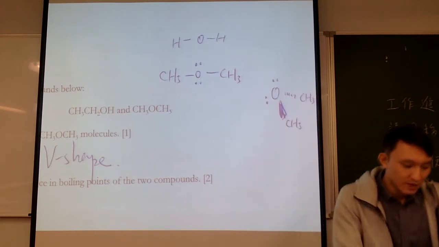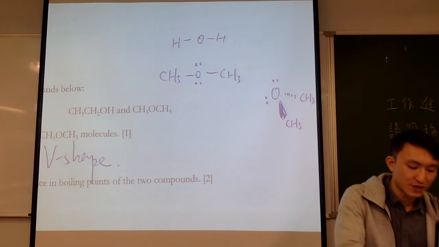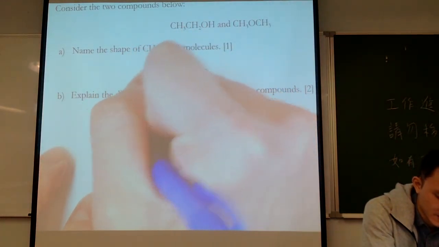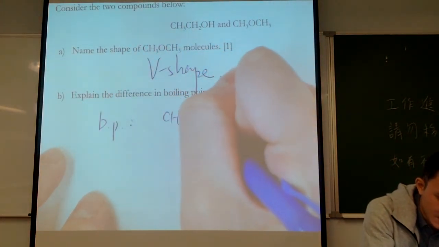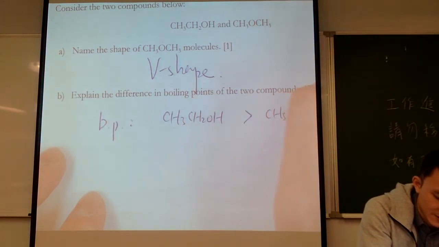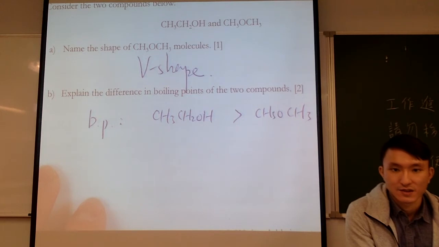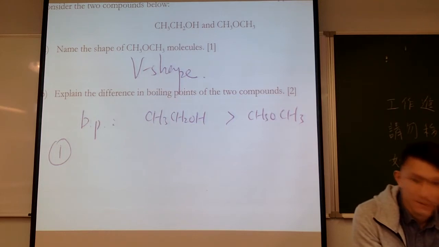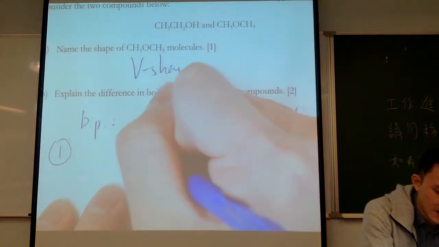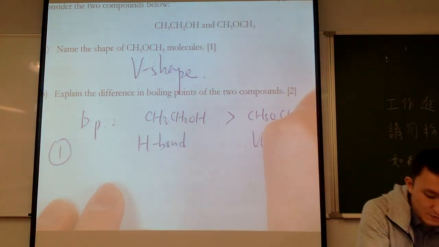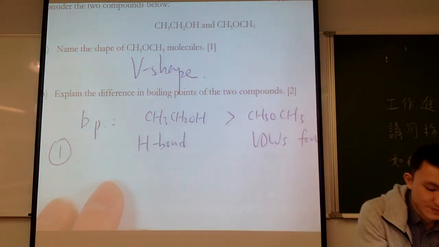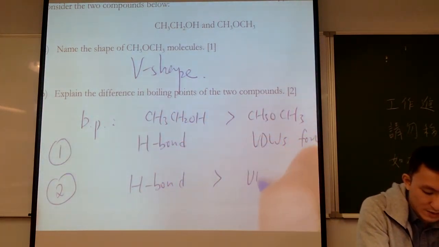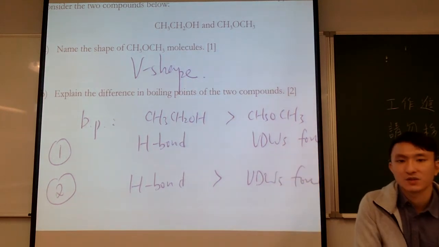And then explain the difference in boiling points of the two compounds. So it should be quite obvious. First of all, the boiling point, of course, ethanol has a higher boiling point than ether. The reason is that you need to consider the type of intermolecular force, the major type of intermolecular force. Here it has hydrogen bonding. Here it has Van der Waals force only. And you need to mention that hydrogen bonding is stronger than Van der Waals force. So this is the idea.